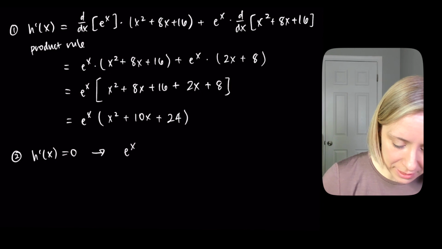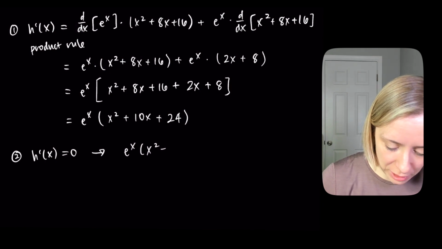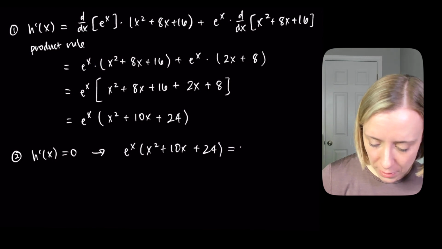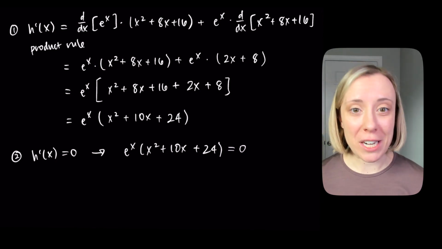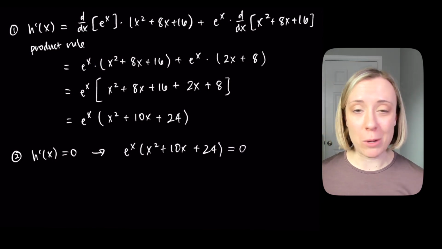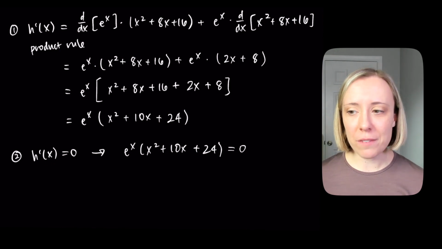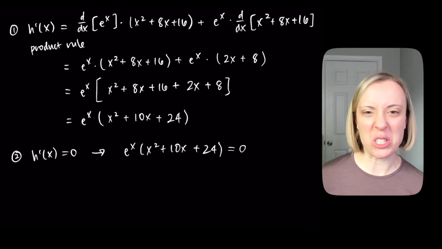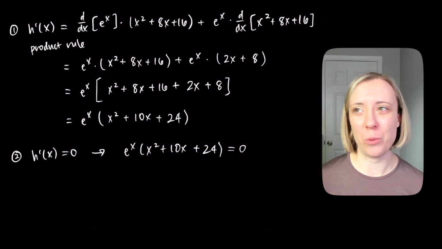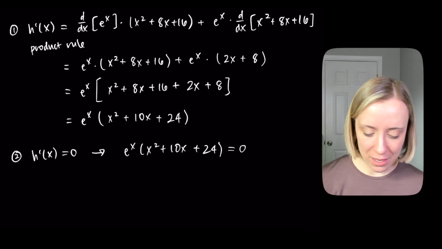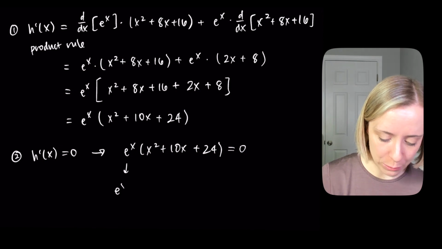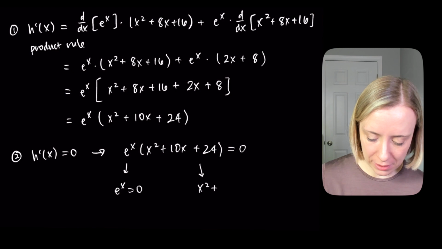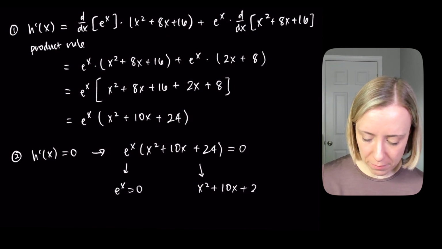So I'm looking at this e to the x times x squared plus 10x plus 24, and I'm setting that equal to 0. So we used this logic in the previous problem, but if we have two terms multiplied together to be 0, one of the terms must be 0 in order for that statement to be true. So if you have two things and you multiply them and you get 0, one of the things must have been 0. So we either have e to the x equals 0, or we have x squared plus 10x plus 24 equals 0.